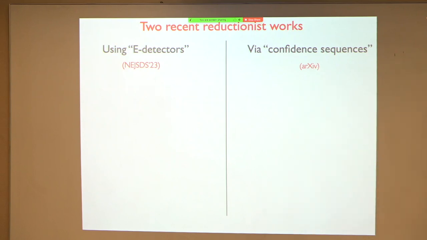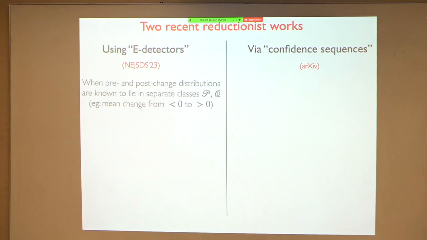Okay, so why are there two reductions? That's because there's actually two settings of change detection that are of interest. So the first setting is what I call separated change point detection. I don't know if that's the right word for it, but essentially where you know the pre and post change classes ahead of time. I tell you that the pre-change distributions lie in some class script P, and post-change distributions lie in some class script Q.